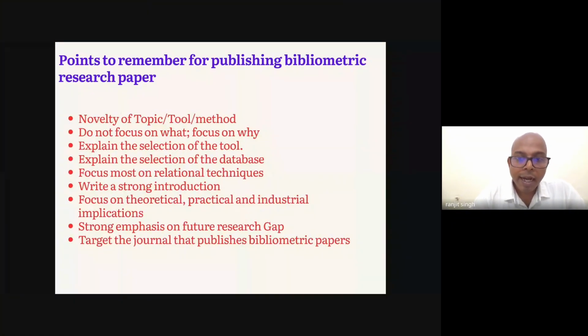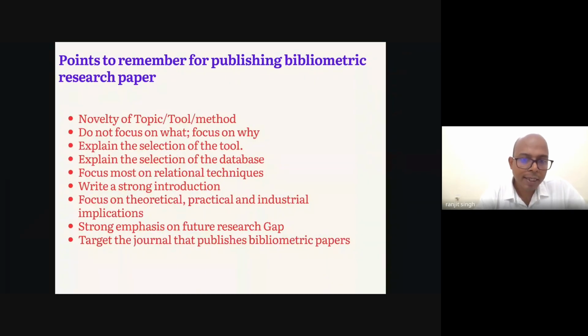Next is target the journal that publishes bibliometric papers. This is very important because according to the Australian Business Deans Council, they are ranking A star, A, B, C. And if you are thinking that I'll write an article and publish in A star, that may not be true in all cases. Generally, the A star journals do not publish bibliometric analysis.